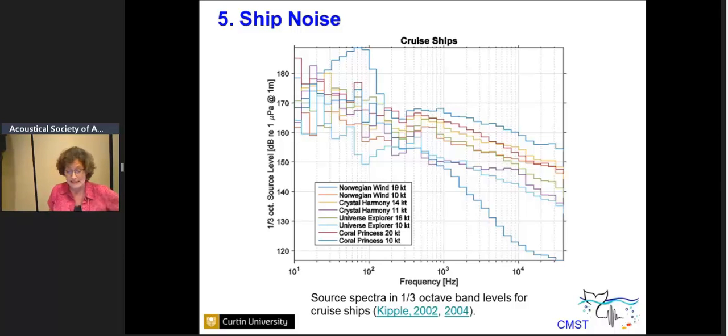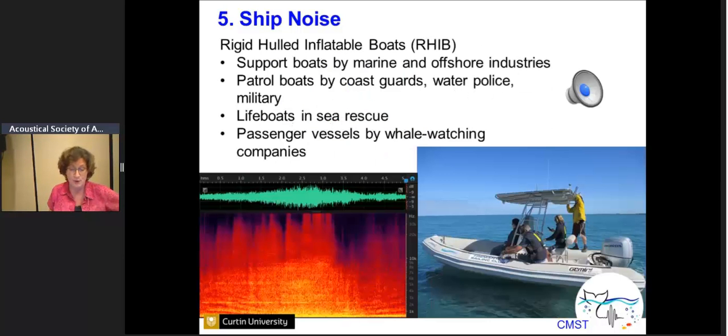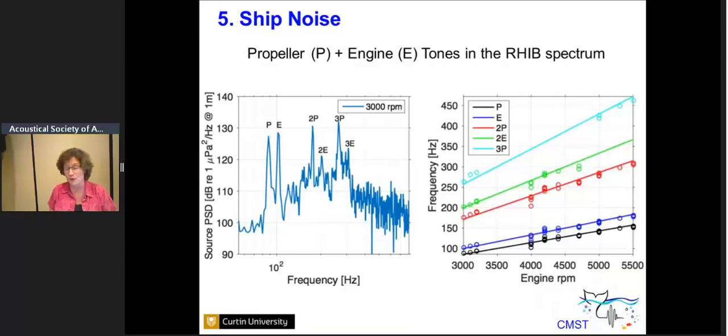Going from the big ones to the little ones, the rigid hull inflatable boats. These are support boats used by marine and offshore industries, coast guards, water police, sea rescue, as well as whale watching companies. We recorded some of those back then in Canada when I was still at Fisheries and Oceans, but also more recently in Australia. In Australia, we were lucky we had full control over the boat, the course, and the speed, so we were able to investigate the spectrum in a bit more detail.